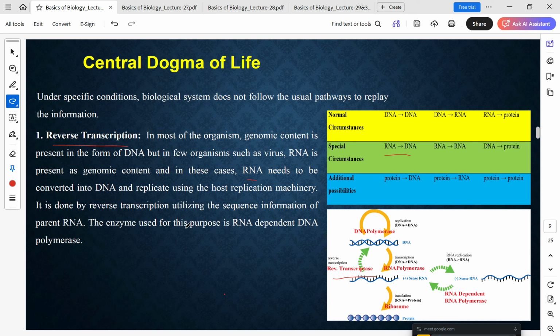So in this case, it's a RNA dependent DNA polymerase. When we are talking about normal replication, it's a DNA dependent DNA polymerase.